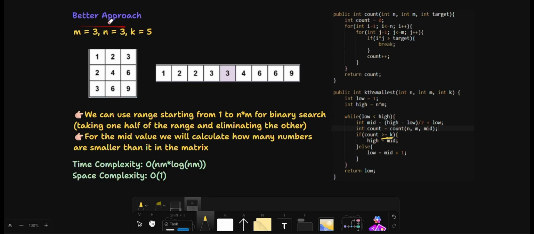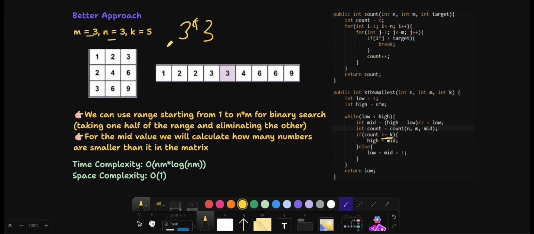For the better approach, we are going to use binary search. Let's see how we can use binary search. As you can see, every element in the matrix is in the range of 1 to 9. How did we get 9? It is 3 into 3, which is m and n. So we get 9. How did we get 1?